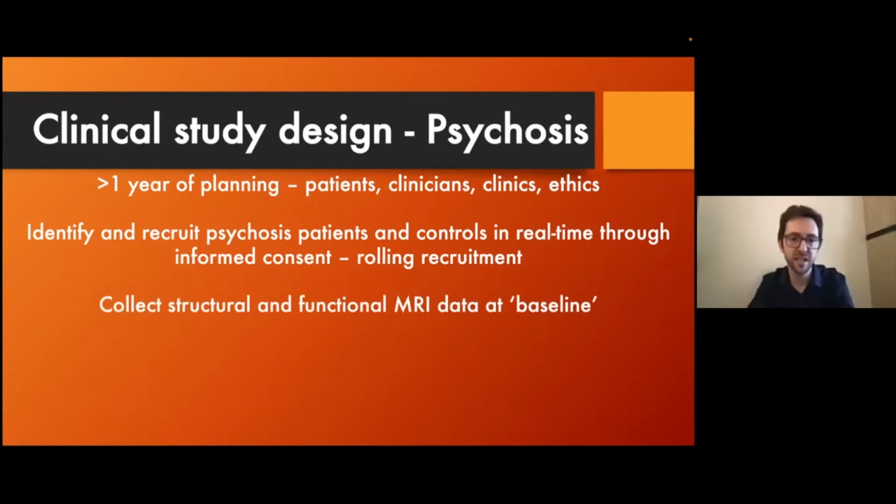What we then did was to collect both structural brain imaging data and functional magnetic resonance imaging data at baseline. And the baseline was at the first presentation of psychosis. And we had some very clear criteria on this. It had to be within a certain time frame of the first presentation. So you can imagine it can be very tricky to capture this imaging at the right time because it's in addition to what the patient would normally have.